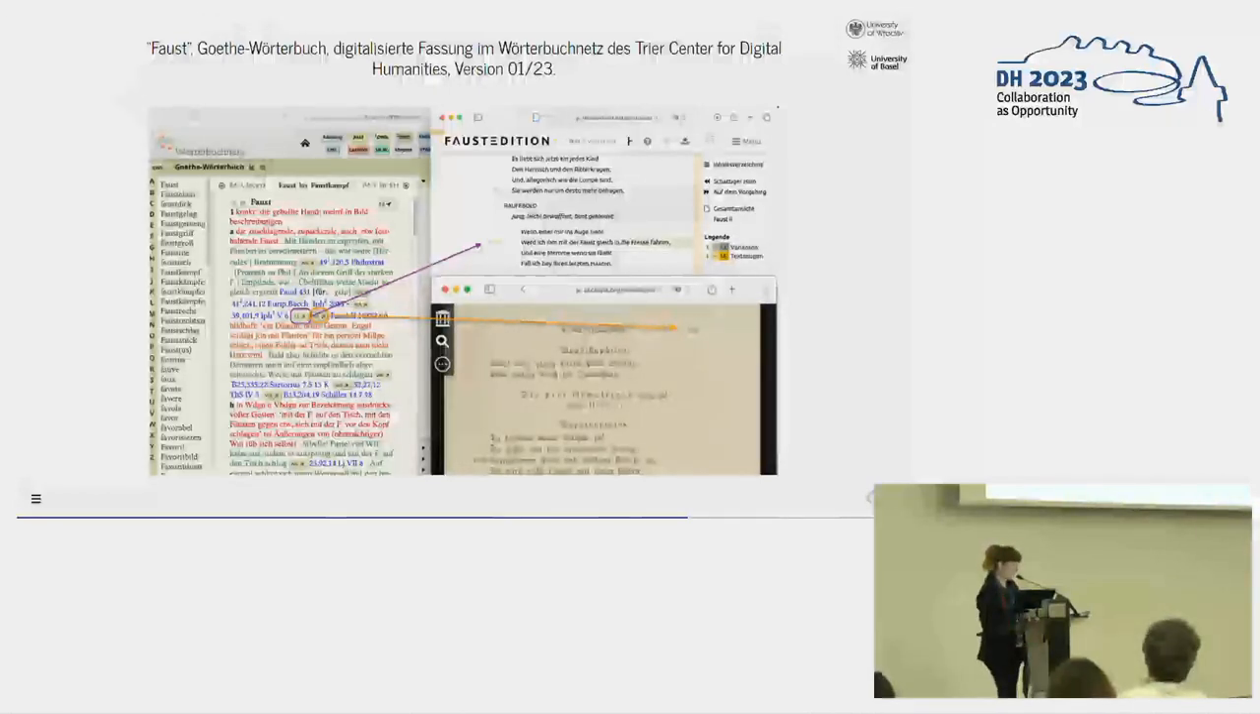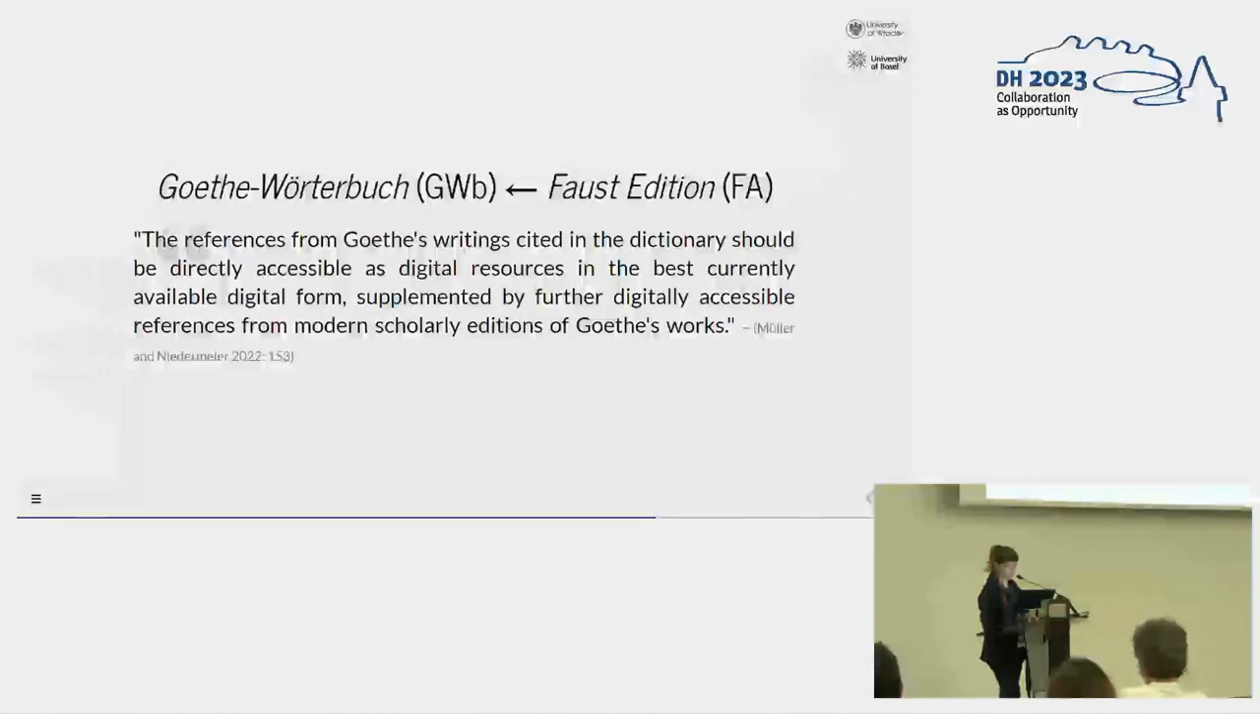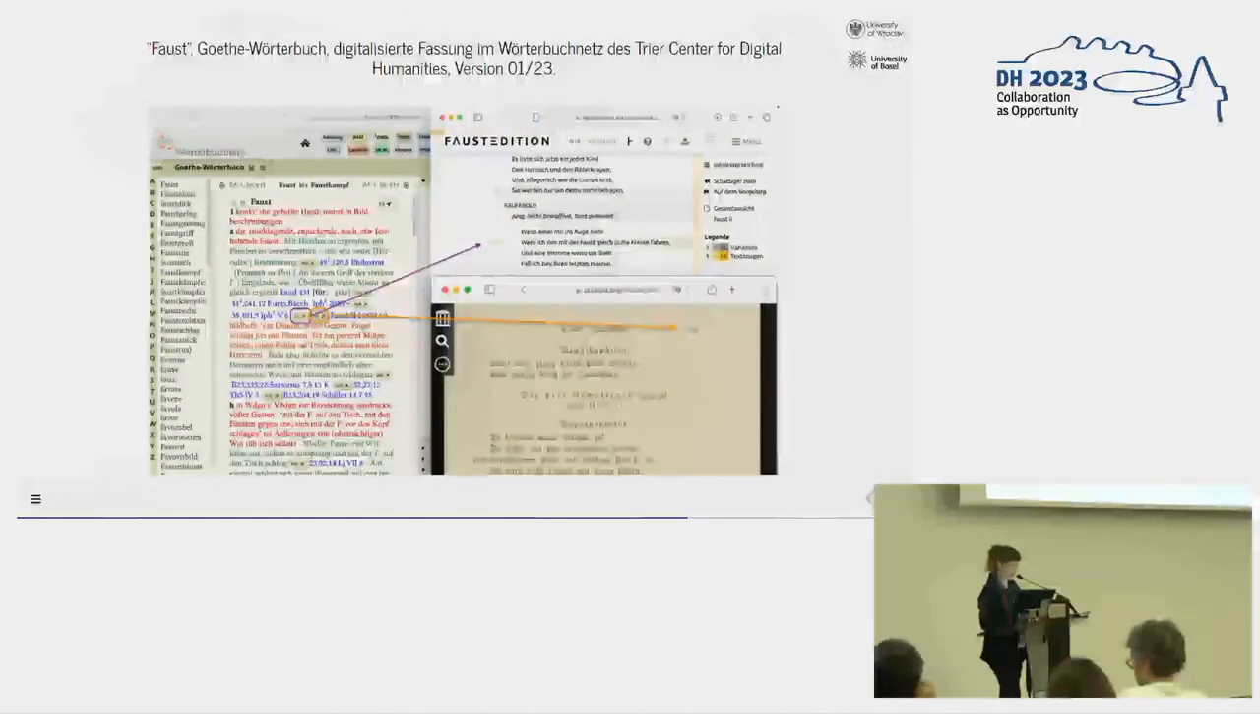Then, recently, in a paper published last year, the curators indicate they're willing to include more citations to digital resources, also to modern digital scholarly editions. This is what they explain here. So now, what is possible? This is the example of the word Faust with the meaning of fist. You can go directly to the verse in the Faust edition, the Faust scholarly digital edition. So again, in terms of granularity, it also changes, because before you could only point to a page, and now you can point to the exact verse.